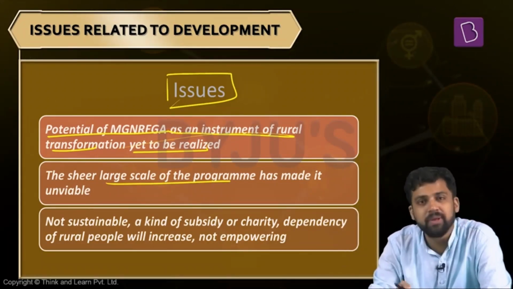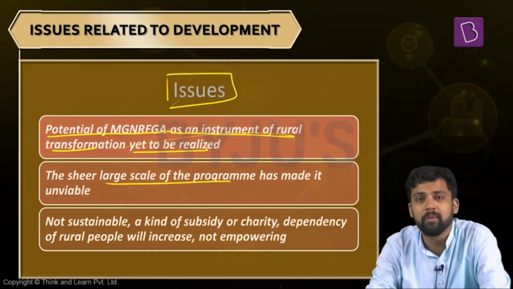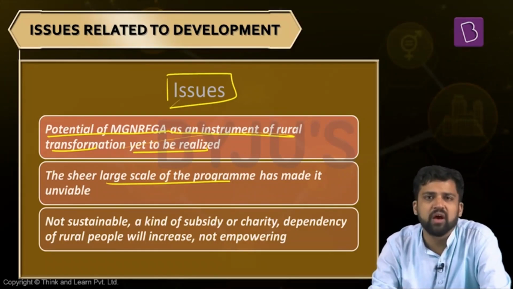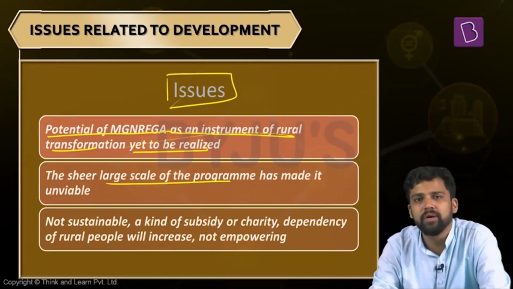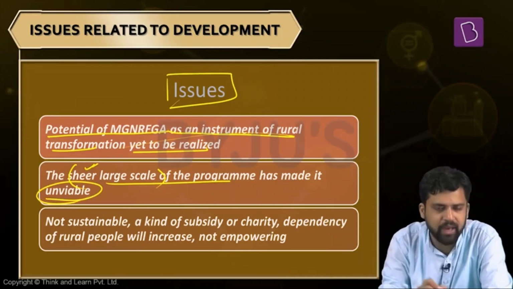Apart from that, this scheme is being implemented at a very large level. All over India, you're trying to implement it. So if you're implementing a scheme at such a scale, other problems also can creep in. For example, delayed payments. There can be fake beneficiaries, leakages are there. So it's not easy to implement schemes at such a large level. Because of the sheer scale of the program, sometimes it has become unviable.